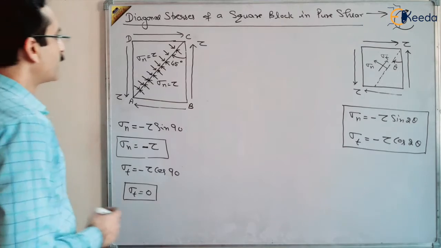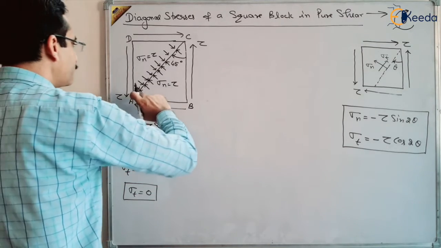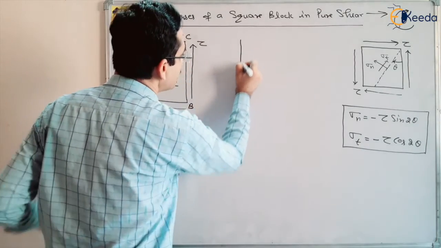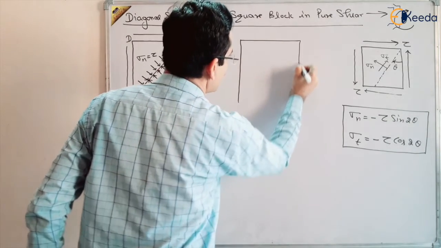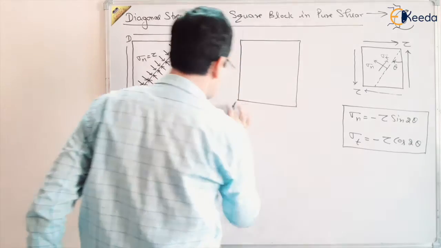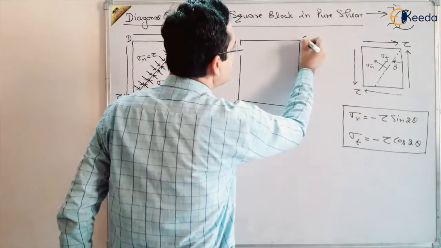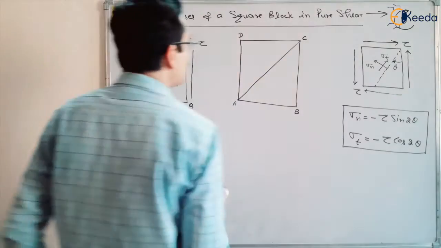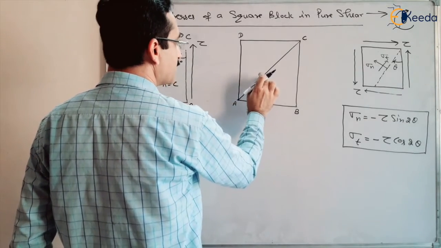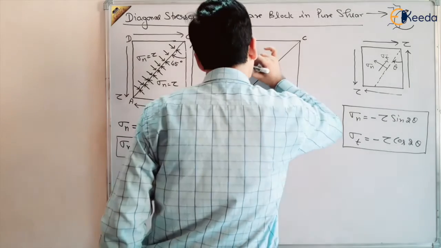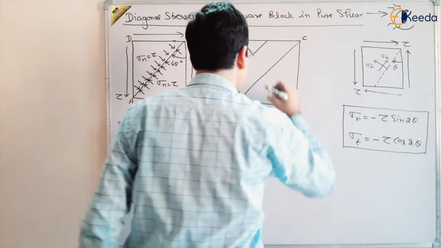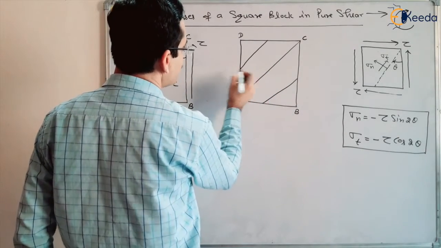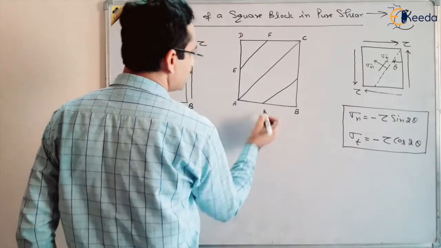Now what will happen if we take a plane parallel to this AC? If we take a plane parallel to this AC, so A, B, C, D, and this is the plane, and the normal compressive stresses are there on this plane. What happens on a plane parallel to this? Suppose these are two planes parallel to this. This is AC, this is suppose EF, and this is suppose GH.